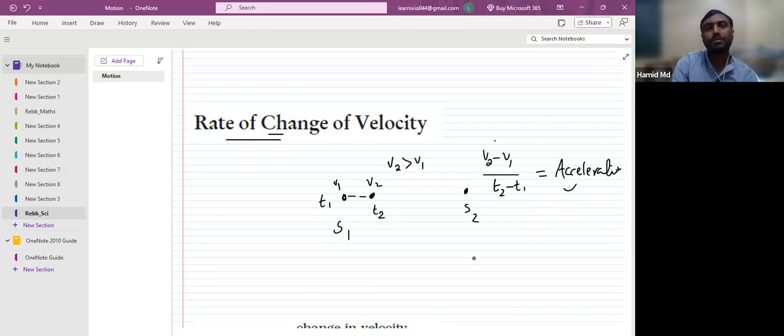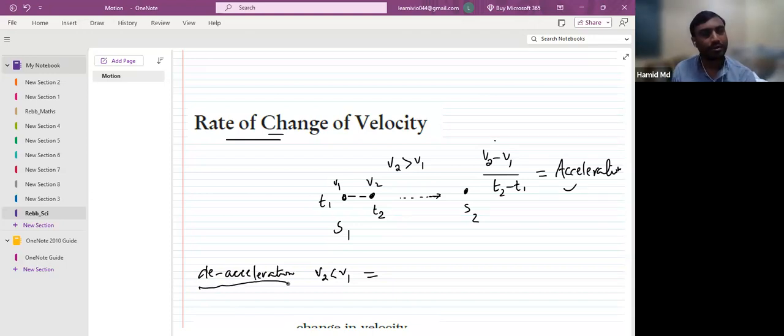If this case holds, then it is acceleration. If it happens the opposite, that is, we are moving and we apply the brake, then the final velocity will be in deceleration. What will happen in deceleration? The final velocity will be less than the initial velocity, right? In that case also we define the acceleration in the same way, but we call it deceleration or retardation.